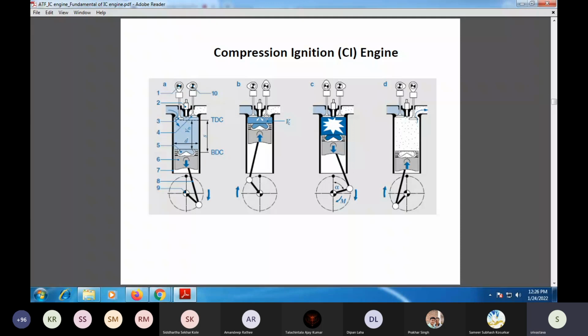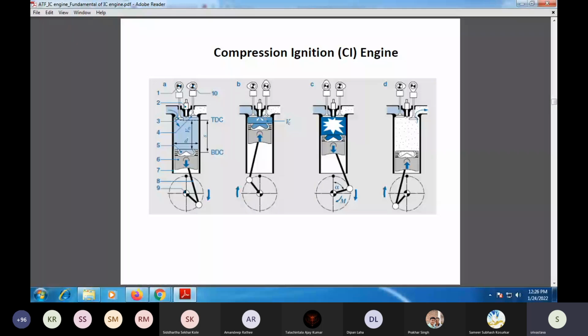So the combustion in the diesel engine is much more complicated compared to your spark ignition engine. How it is complicated and what are the many things involved, we will discuss when we discuss the details of spark ignition combustion and CI combustion.